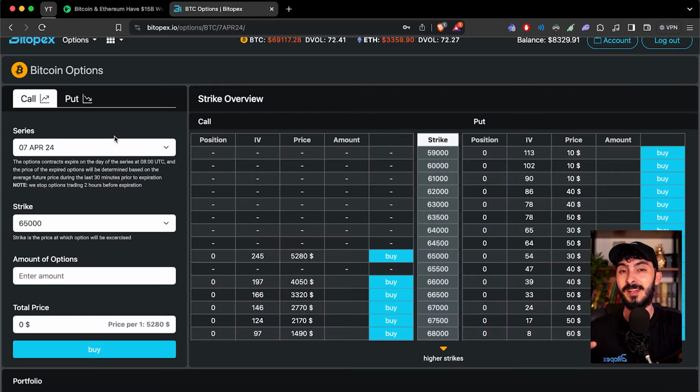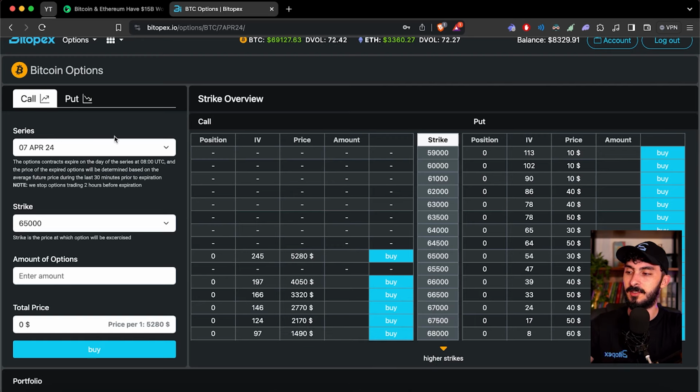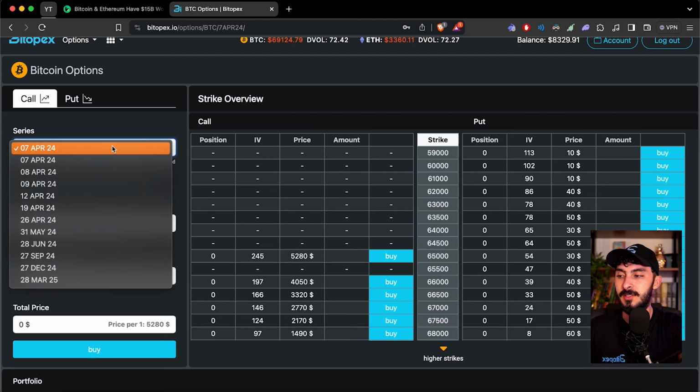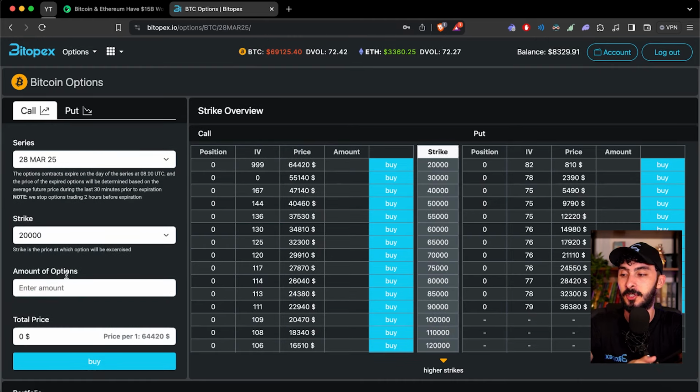And here we have three different aspects of an option. I talked about them before, but we're going to repeat them. The series, the strike, and the size. So triple S. Series is for the expiration, when this agreement between two parties ends. So you can see it goes from April 7th all the way to March 2025. So almost 1 year in the future.